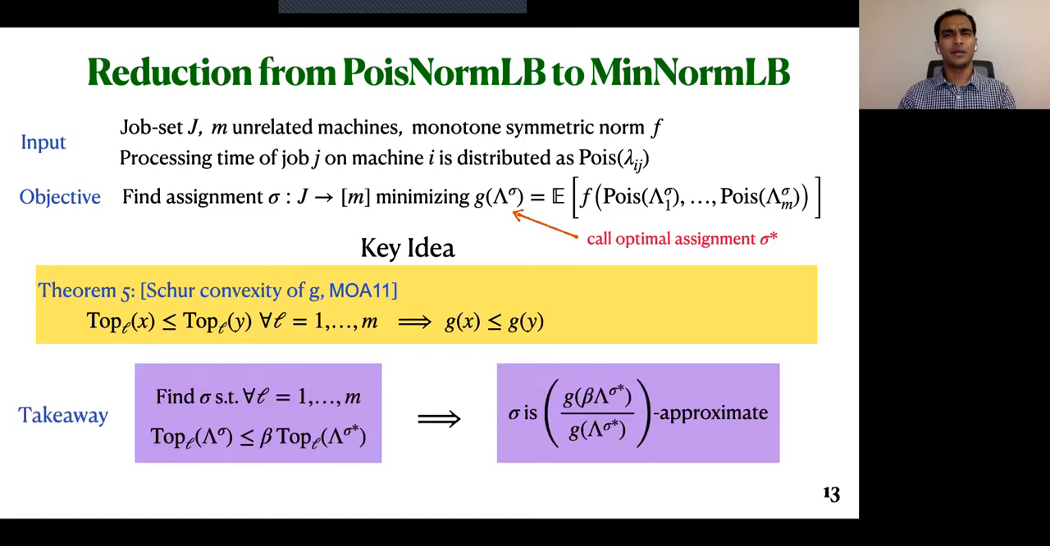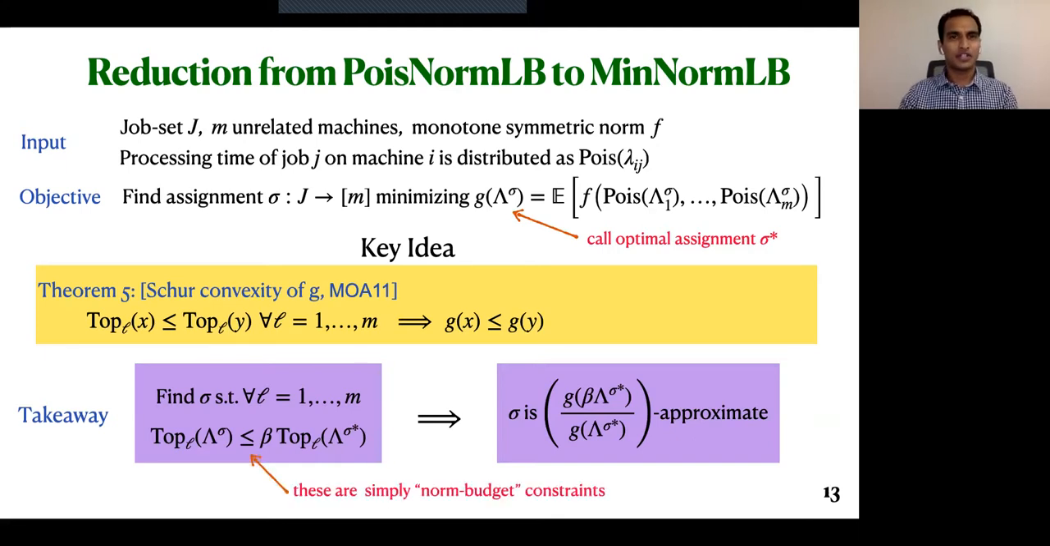What's the takeaway from the above theorem? If we can find an assignment sigma such that the top-l norms of its lambda load vector are bounded by beta times the top-l norms of the optimal lambda load vector, then we get an approximation guarantee that depends only on beta and the optimal lambda load vector. In fact, we'll shortly see that this ratio is at most beta.